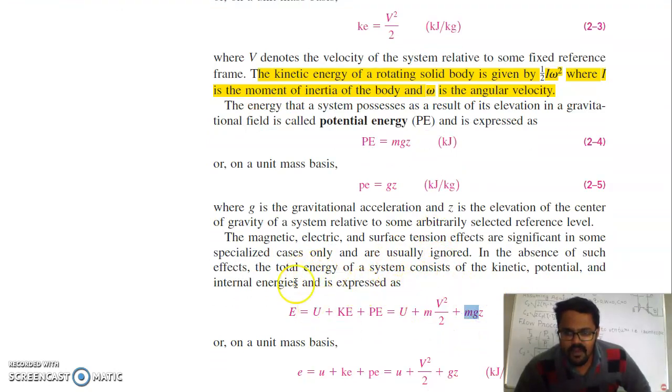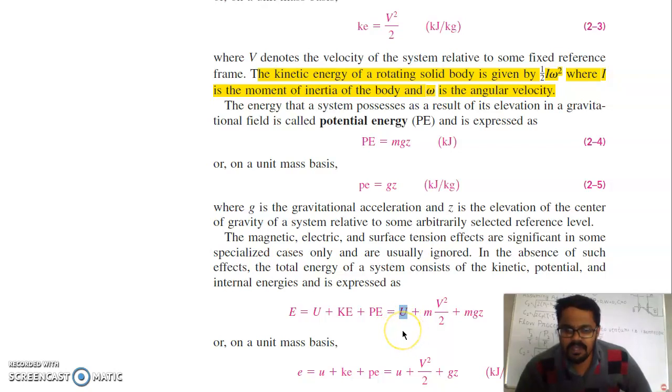The rest of the energies, which are magnetic, electric and surface tension effects, are significant in some specialist cases only and are usually ignored. In the absence of such effects, the total energy of a system consists of kinetic, potential and internal energy, and is expressed as the sum of internal energy, kinetic energy and potential energy. These two energies we have discussed. The third one, which will complete the total energy of the system, is the internal energy.